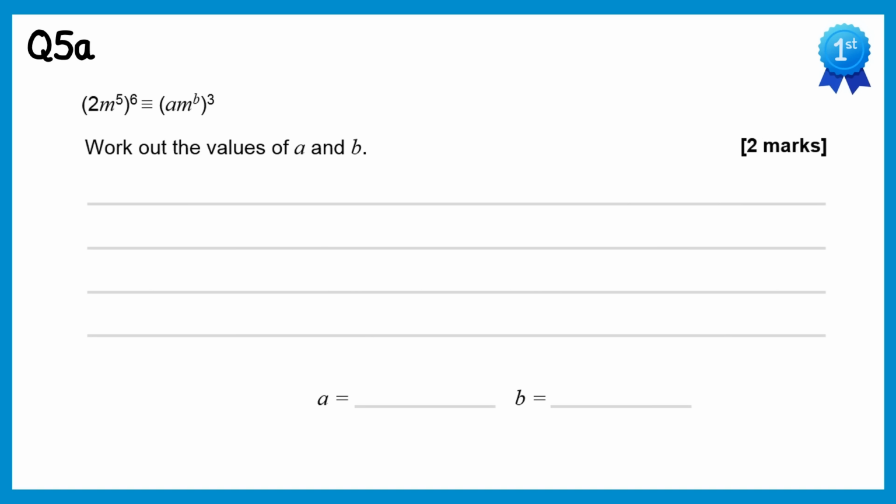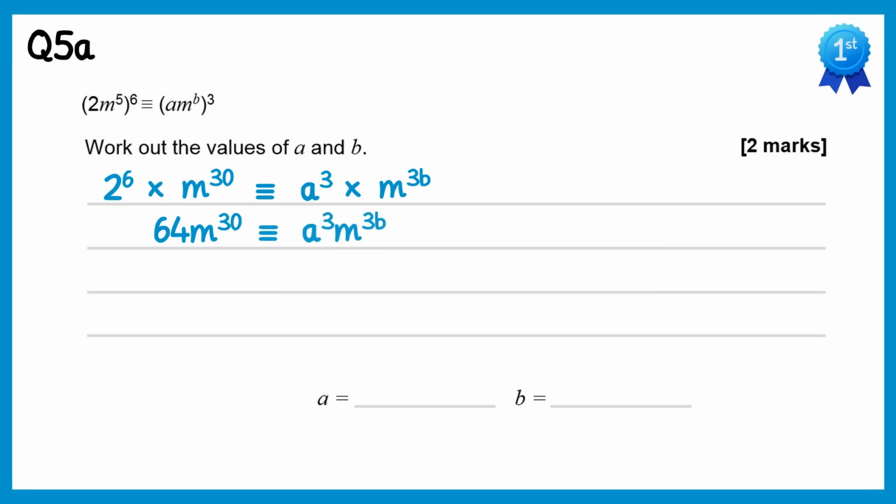If we start by evaluating the left-hand side, we have 2 to the power 6, and then we multiply the powers so it's times m to the power 30. And this is identically equal to, do a similar strategy on the right hand side, a to the power 3, and then we multiply the indices, so m to the power 3b. 2 to the power 6 is equal to 64, so we have 64m to the 30 equals a cubed m to the power 3b.